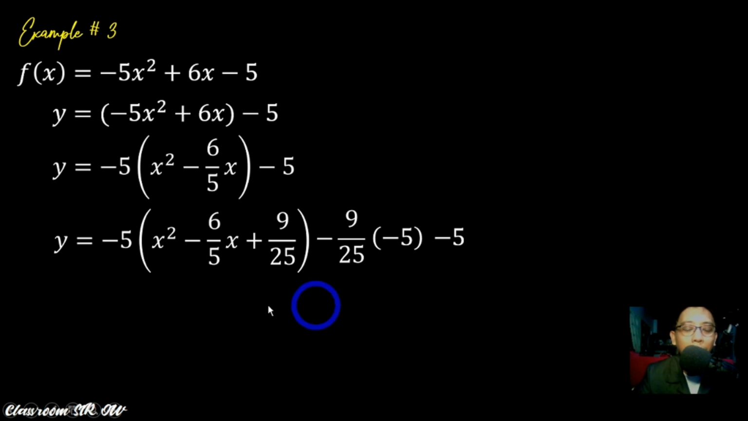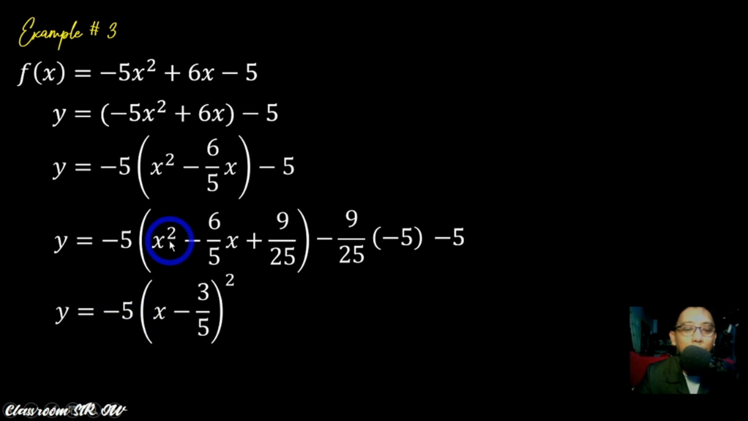Okay, simplifying this further and factoring this perfect square trinomial. So we have negative 5. The square root of x squared is x. The square root of 9 is 3. The square root of 25 is 5. Why minus? Because the sign in the linear term is also minus. So since 25 and negative 5 are divisible by 5, we have 25 divided by 5 is 5, and negative 5 divided by 5 is negative 1. And negative 9 times negative 1 is of course positive 9 over 5 minus 5.